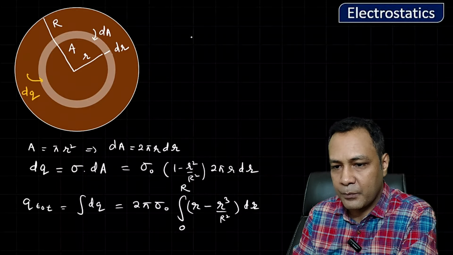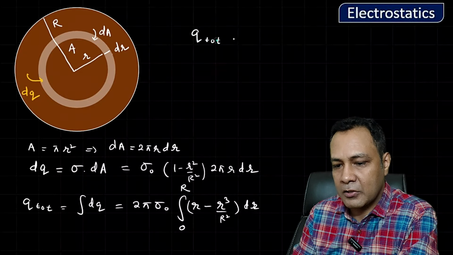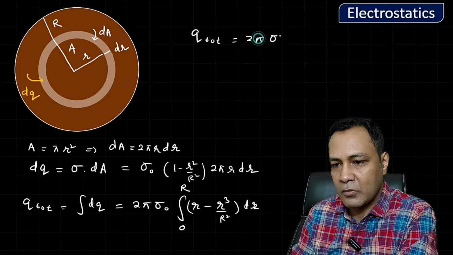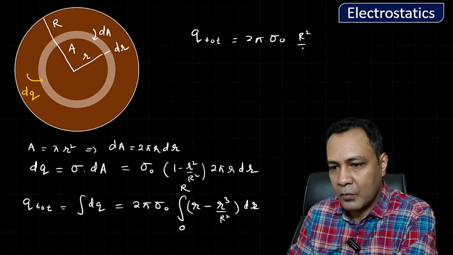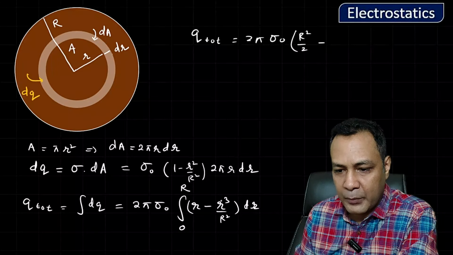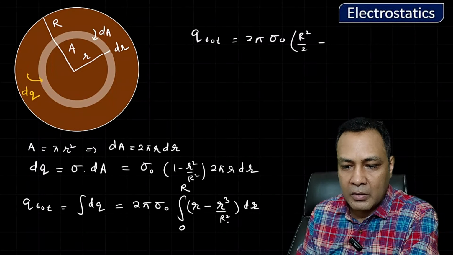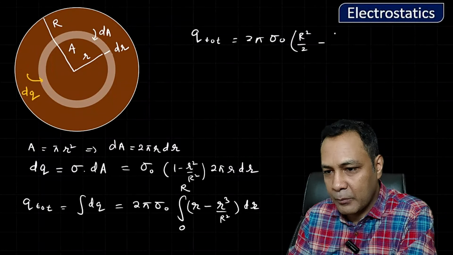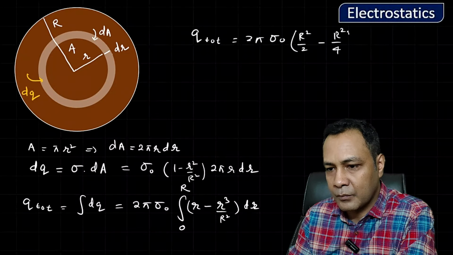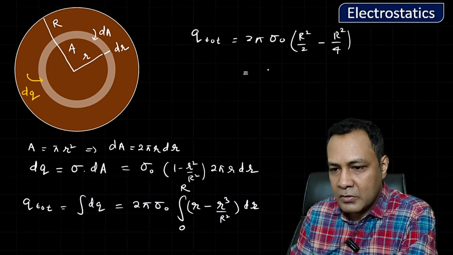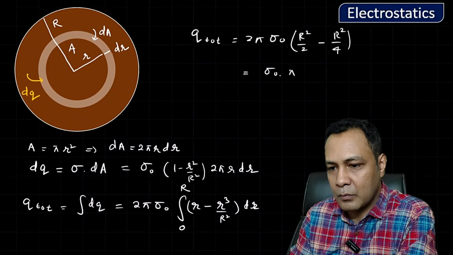Integrating this, we'll get Q total is equal to 2 pi sigma naught. The first integration will be R square by 2. And this integration will be capital R power 4 by 4 times capital R square, so that will be capital R square by 4. So simplifying that, we'll get sigma naught into pi R square by 2.